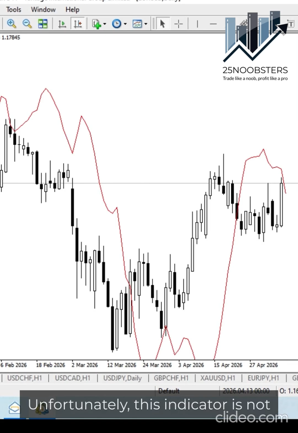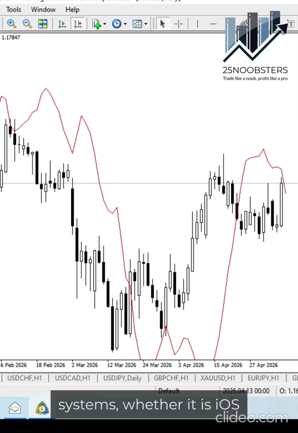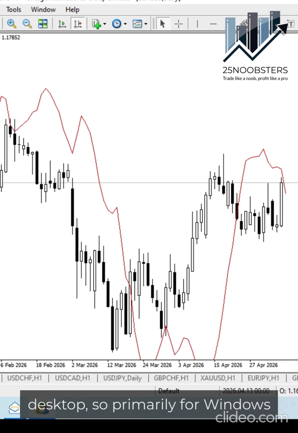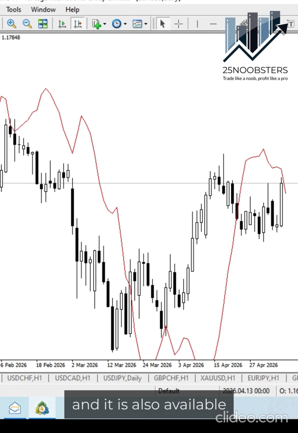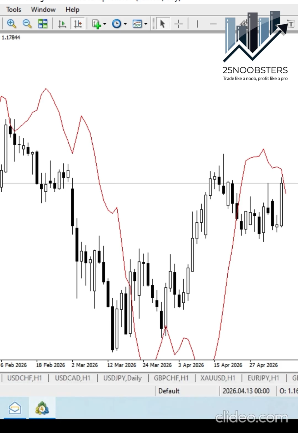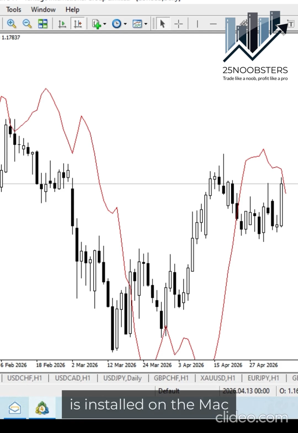Unfortunately, this indicator is not available on any mobile operating systems, whether it is iOS, iPadOS, or Android. It is available primarily on desktop, so primarily for Windows, and it is also available on Mac because people have customized MetaTrader for Mac, even though it was not primarily made for Mac. However, if MT4 and MT5 are installed on the Mac with the use of any virtualization, or with MT4 or MT5 downloaded from a broker which already has a custom MT4 or MT5, you can install this indicator on Mac.